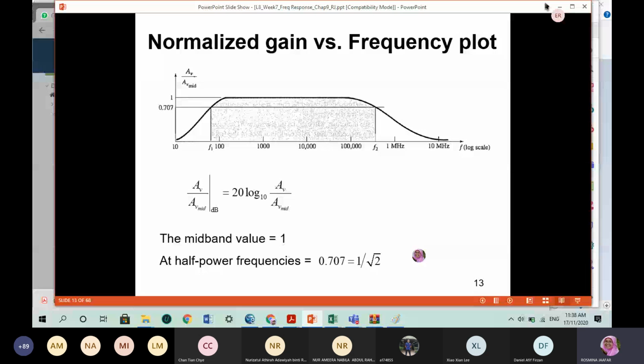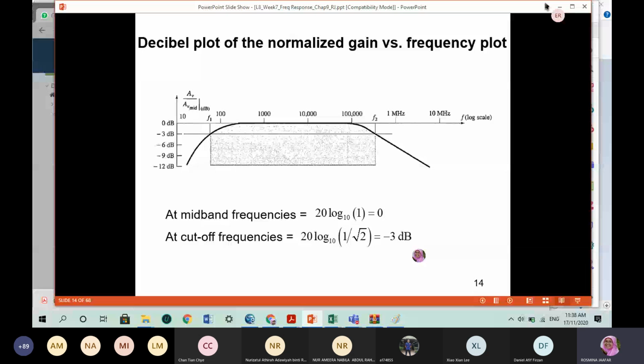All right. In terms of decibel, just now it was normalized gain. Now, decibel plots. For a decibel plot, the midband is always at the level of 0 dB. And the 0.707 is equivalent to negative 3 dB. This midband is actually 20 log 10 of 1, which gives you a value of 0. So the flat response of 0 dB. And the cut-off frequency thus is 20 log 10 of 0.707, that is, 1 over root 2 is actually 0.707. And 20 log of it is equal to negative 3 dB.